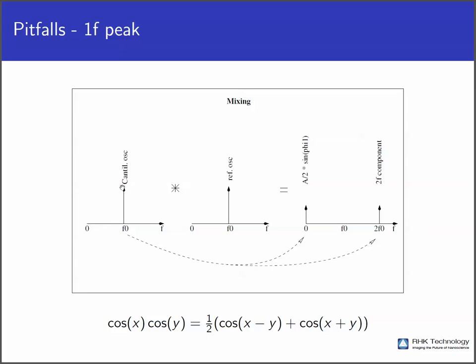So according to this equation, if our cantilever oscillation gets multiplied with a reference oscillation of the same frequency, we'll get half of the amplitude in a peak at 0, and we get half of the amplitude in a peak at 2F0. Now every lock-in has a filter to cut this away. There will be a low-pass filter in the lock-in, I'll get to that a little later, that cuts this peak out, and then we only remain with this one peak that shows us amplitude and phase of our detected signal. So this is basically the theory of mixing.